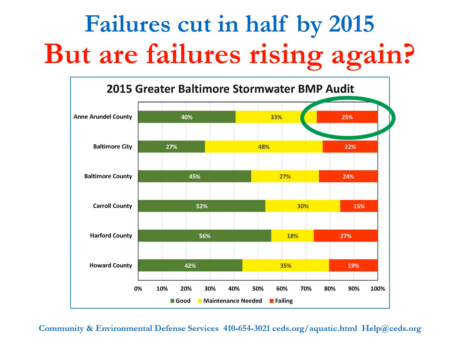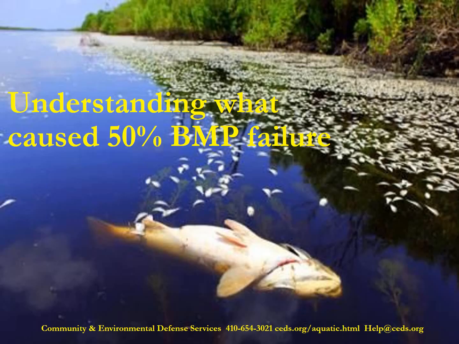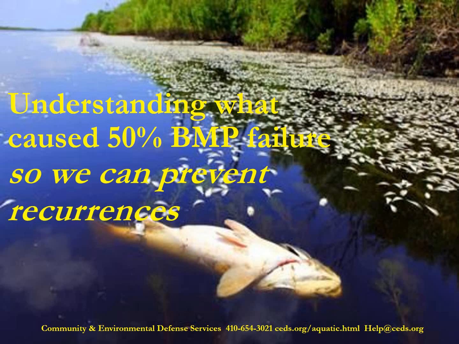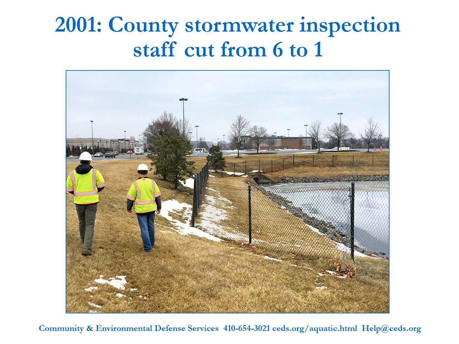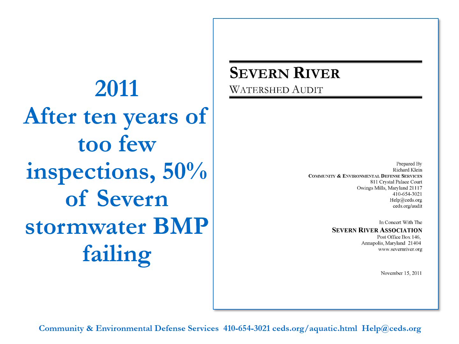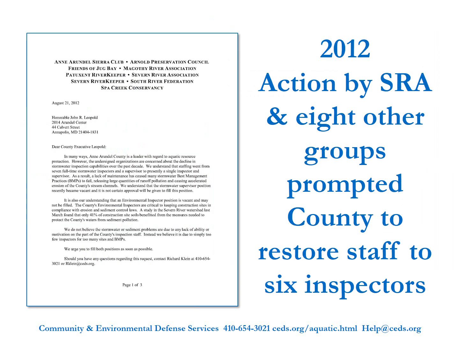The big question, though, is, are the BMP failures rising once again? So to answer that question, first we need to understand what caused the 50% BMP failure rate. And the reason why we need to understand that is so we can prevent recurrences. So it all began in 2001 when the county reduced its stormwater inspection staff from 6 full-time inspectors to just 1. Appalling, yes. And after 10 years of too few inspections, 50% of the Severn watershed stormwater BMPs were failing, and that was probably true countywide.